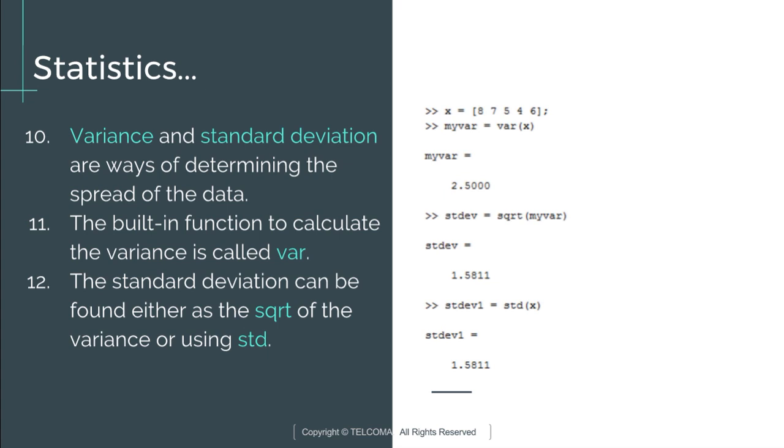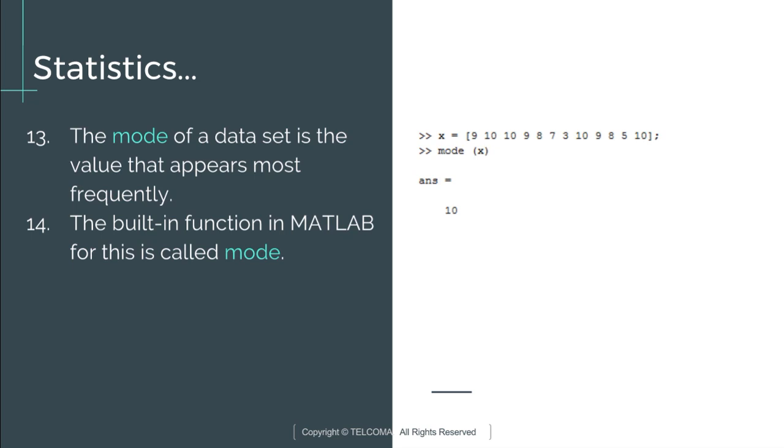The built-in function which is used to calculate the variance is called var. And in order to find the standard deviation, you can just use the function std, or you can also find the standard deviation by using square root of variance. Like first find the variance of the dataset, then find the square root of that variance, which gives you the standard deviation of that data.